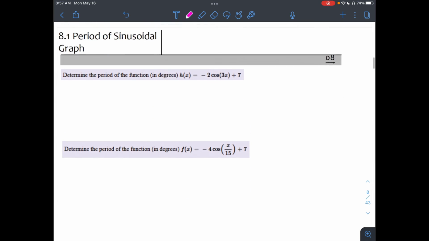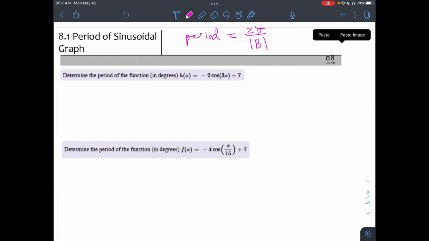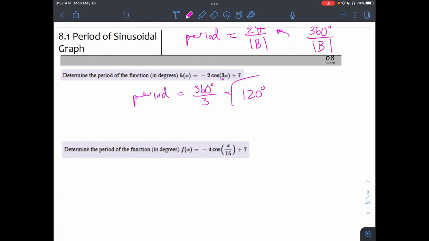Right. You can also think of these in terms of degrees and not just radians. If you know that your period in terms of radians is 2 pi over the absolute value of b, then it should make sense that if we convert 2 pi into degrees, 2 pi is one full rotation, so that's equivalent to 360 degrees. So that is the alternate form if you're finding the period in degrees. Calculation-wise, the period is 360 degrees divided by this multiplier 3. That's going to be 120 degrees. That would be our answer.